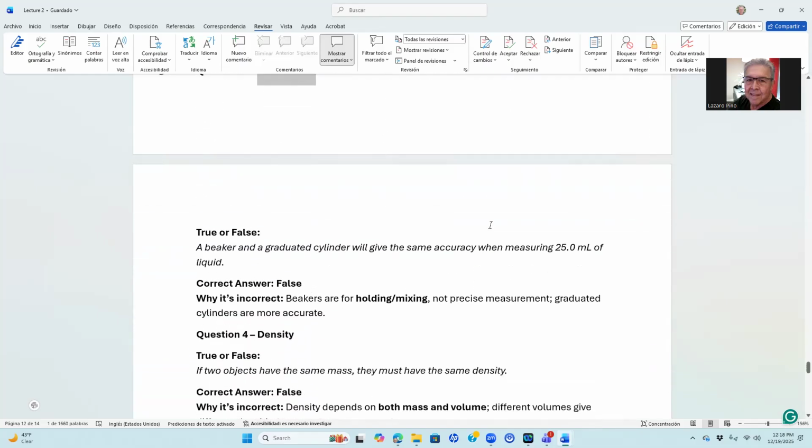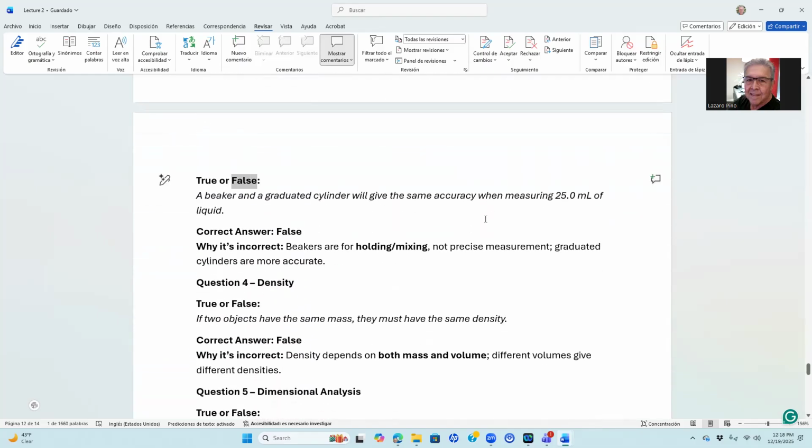Question 3. Instruments. True or false, a beaker and a graduated cylinder will give the same accuracy when measuring 25.0 milliliters of liquid. Correct answer: False. Why it's incorrect: beakers are for holding and mixing, not precise measurement. Graduated cylinders are more accurate.